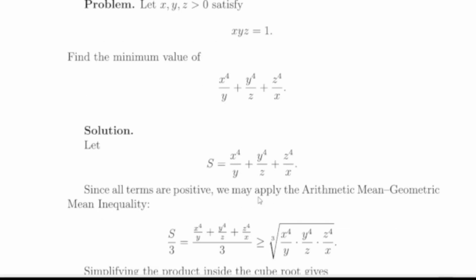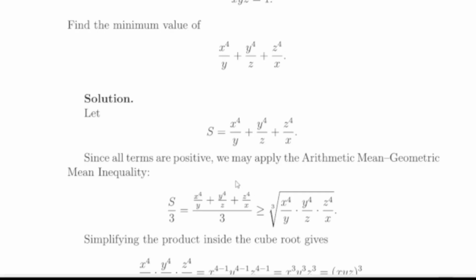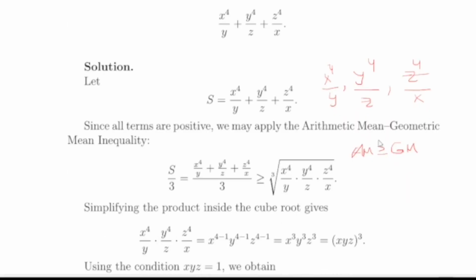We want to apply the arithmetic mean and geometric mean inequality. Recall that the inequality says that the arithmetic mean is always going to be bigger than or equal to the geometric mean. For the arithmetic mean, we're looking at x to the fourth over y, y to the fourth over z, and z to the fourth over x. We add these up and divide by 3. And the geometric mean, because there are 3 values here, is the cube root of the product of those 3 numbers. So that's what we get here.